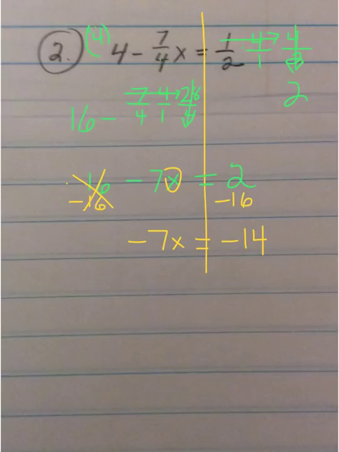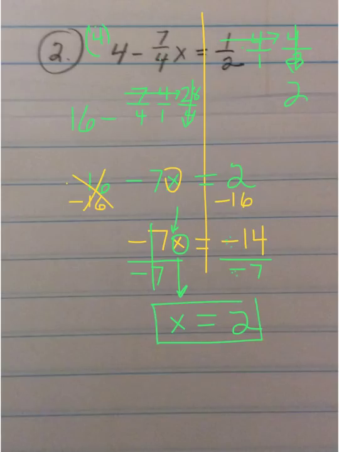Okay, now I still need to get this x by itself right here. So it's a multiplication that's holding it, the negative 7 times x. So divide by negative 7, divide by negative 7, that's 1x. Bring down that x, is equal to positive 2, because two negatives is a positive answer, and that's your final solution.